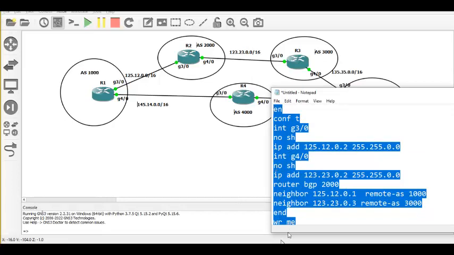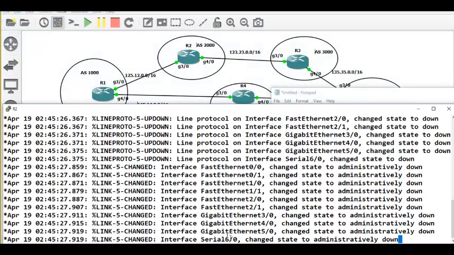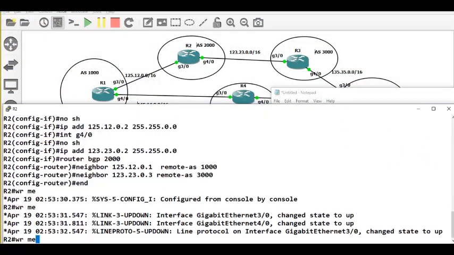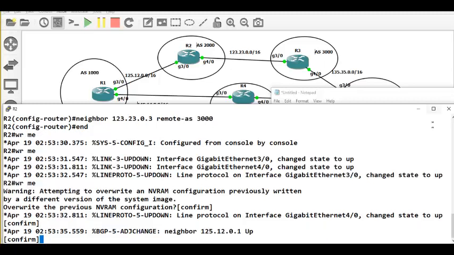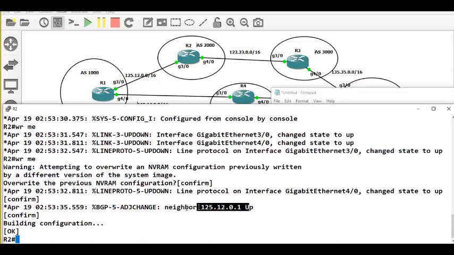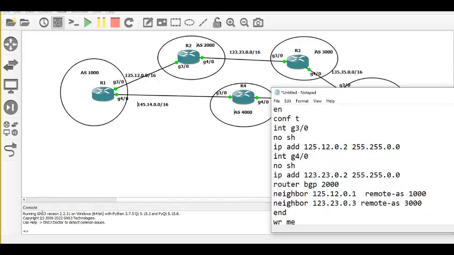Let us now paste this on router 2. Done. See, BGP neighbor with router 1 has come up. Has already come up. Let us finish router 3. Then we'll go to router 5 and 4.